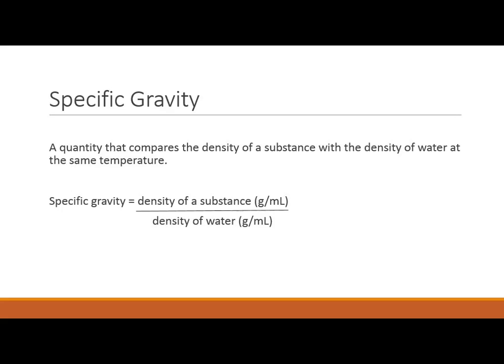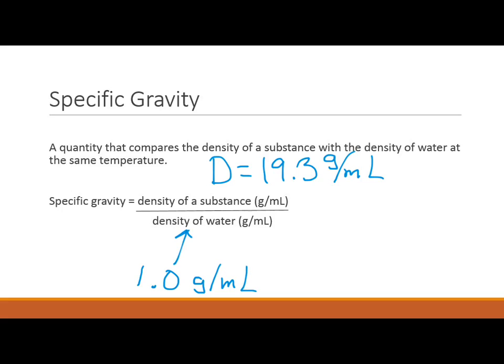Now the interesting thing is that the density of water is 1.0 grams per milliliter, right? And so really you're just dividing by 1. So if I tell you that a substance has a density of 19.3 grams per milliliter and I ask you for the specific gravity of it, all you'd say is, well, grams per milliliter cancels grams per milliliter, so if the density is 19.3 grams per milliliter, the specific gravity is 19.3. And there are no units again because they canceled out over here.